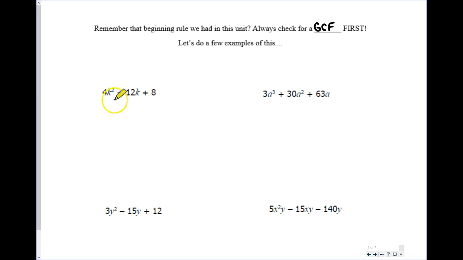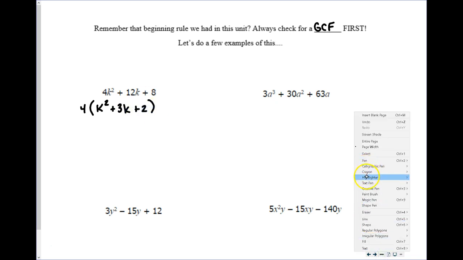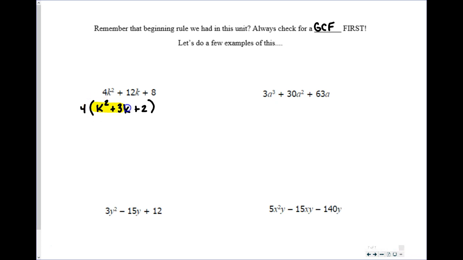Alright, so in the first one, 4, 12, and 8 all have a GCF of 4. So I'm going to pull that 4 out, and I'm left with k squared plus 3k plus 2. Now I've got this little guy here, which I can factor further. So now I'm going to take that thing in the middle, and I'm going to do the same thing I did in the last few examples. I'm going to put a 2 here, because that's the last number, and a 3 here, because that's the middle number. Okay, 2 only has 2 factors, 1 and 2. So 1 and 2 have to work. 1 times 2 is 2, and 1 plus 2 is 3.